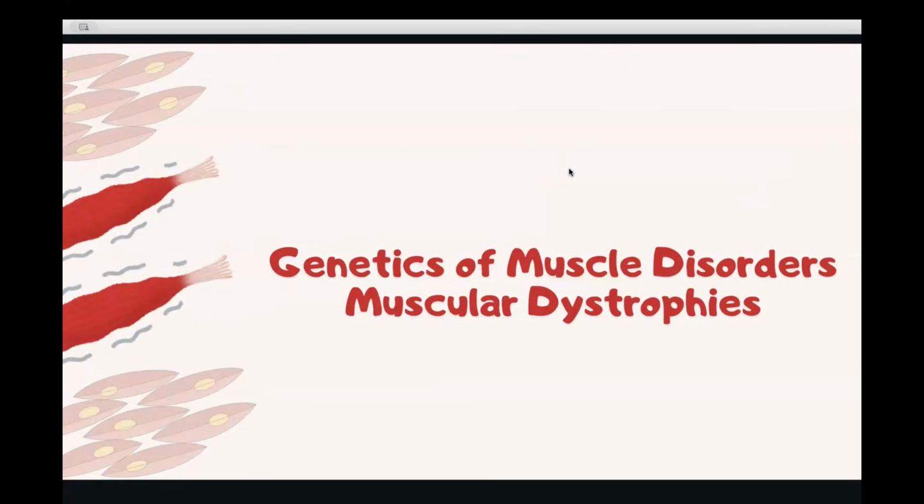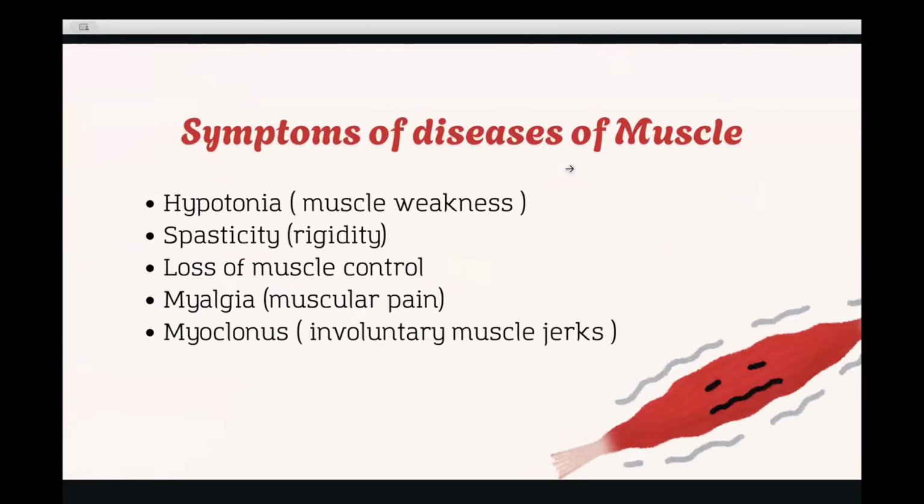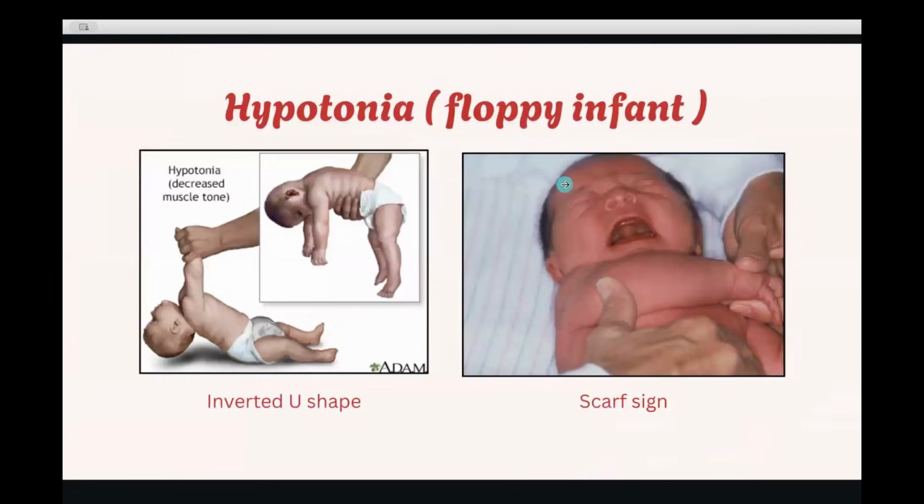Okay, you guys, so now we're going to be talking about the genetics of muscle disorders and muscular dystrophies. So, what are important symptoms of disease of muscle? First of all, we have hypotonia or muscle weakness, spasticity, muscle rigidity, loss of muscle control, myalgia or muscular pain, and finally myoclonus, involuntary muscle jerks. So, if I ever see these signs in a patient, I would think diseases of muscle.